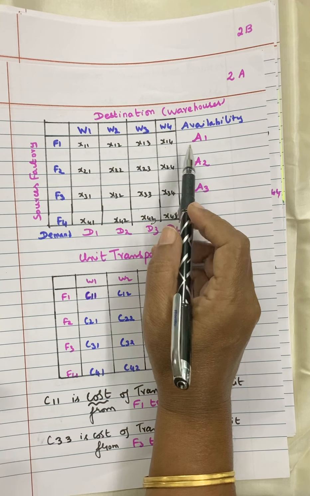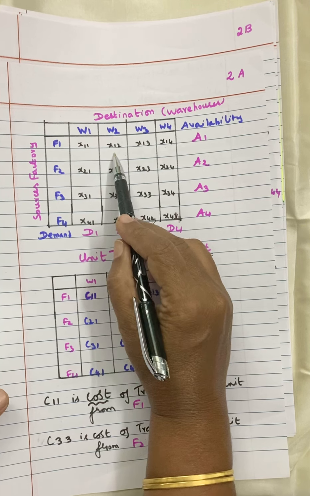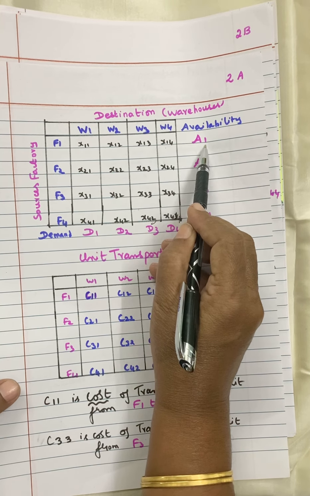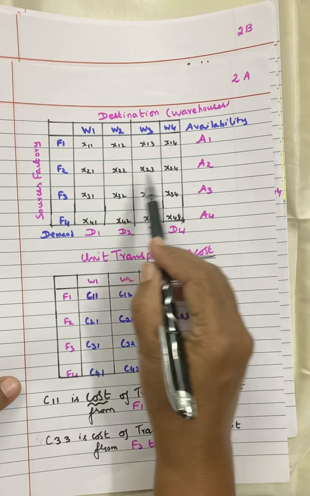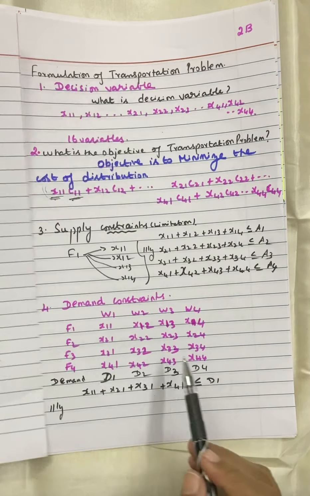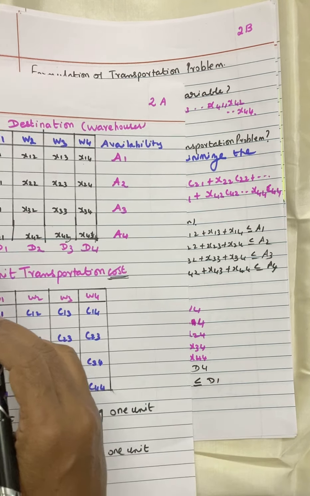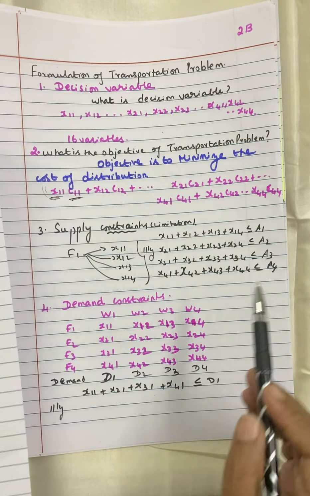So what is the condition? X11 plus X12 plus X13 plus X14 must be less than or equal to A1. Similarly, all this has to be less than or equal to A2. This is less than or equal to A3. This is less than or equal to A4.